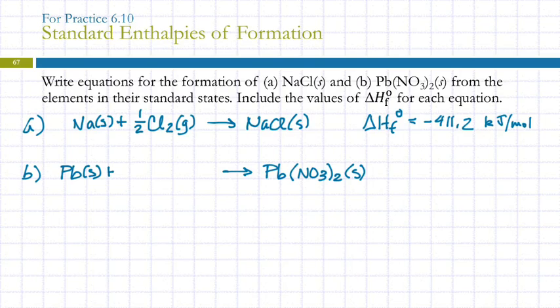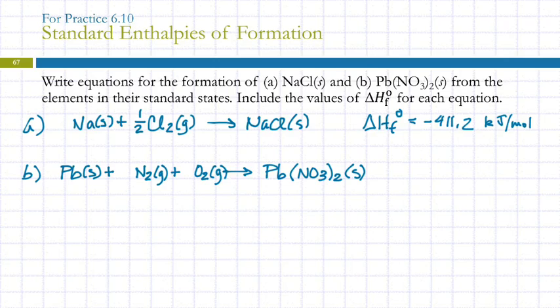So we've got lead, and then we've got nitrogen. What's the standard state for nitrogen? It's a gas, and it's N2 because it's one of those diatomic elements, right? And then oxygen, O2 gas. Okay, so those are the standard states for the 3 elements found in lead nitrate.